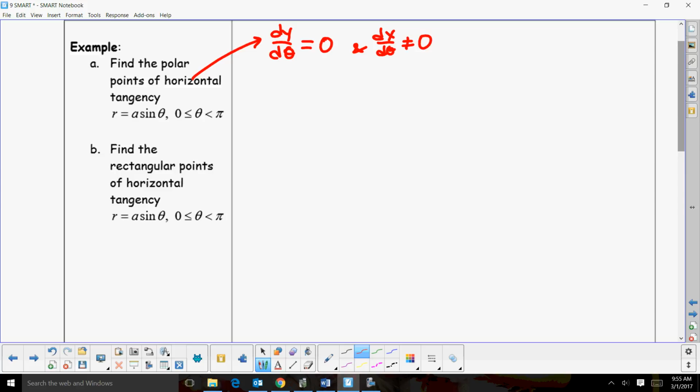So do I basically have to go find everything again? Yep. Not just a short little thing to do. So this is pretty extensive. So I need to go find dy d theta and dx d theta. Before I can find dy d theta, I have to find out what y is. Before I can find dx d theta, I have to find out what x is. I told you you're going to use these equations all the time.